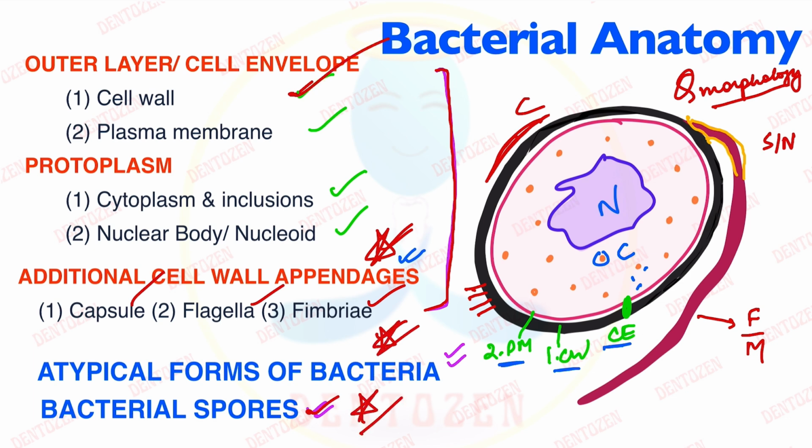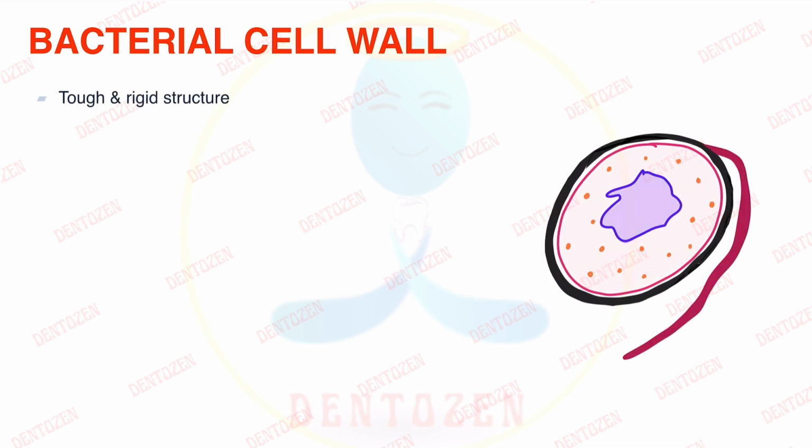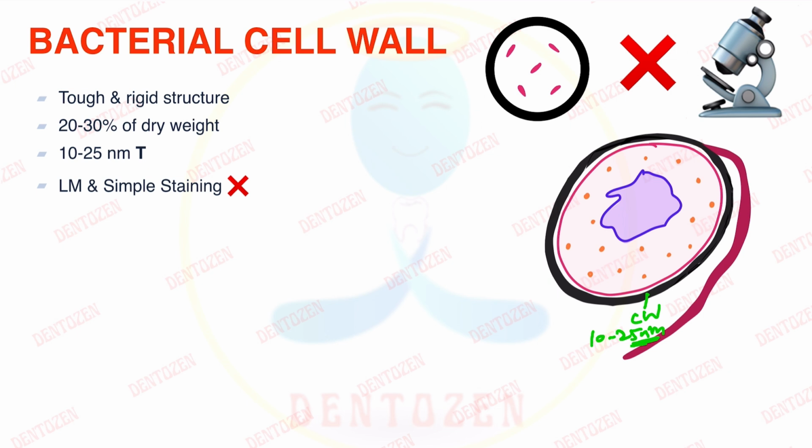So bacterial cell wall is a rigid and tough structure. It comprises 20 to 30% of the dry weight of the cell, and it is just 10 to 25 nanometer in thickness. So can you see this cell wall under light microscope? It is in nanometers. No, we cannot see, not even with light microscope, not with simple stain. Then how do we see it?